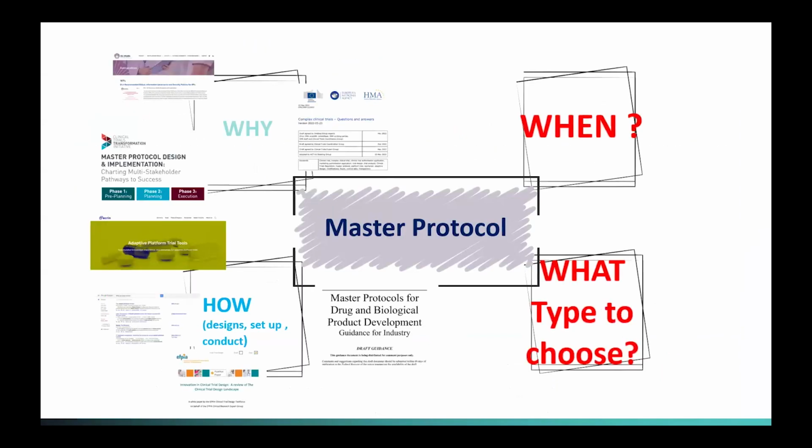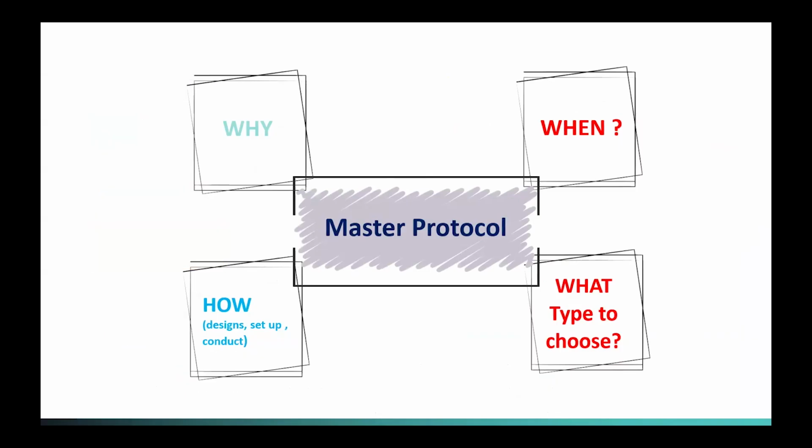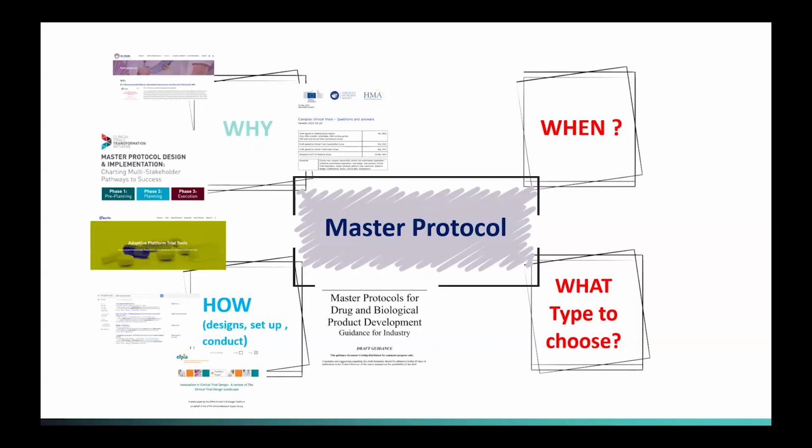Why, how, when, and what type to choose. And when we query the literature for why and how, we see there is plenty of information available and rather structured information available. To name a few, there are some nice guidance documents from CTTI initiatives. Some very nice deliverables came from EU-PEARL. ECRIN has an Adaptive Platform Trial Toolkit. Some good guidance from FDA, EMA. So there's plenty of material.